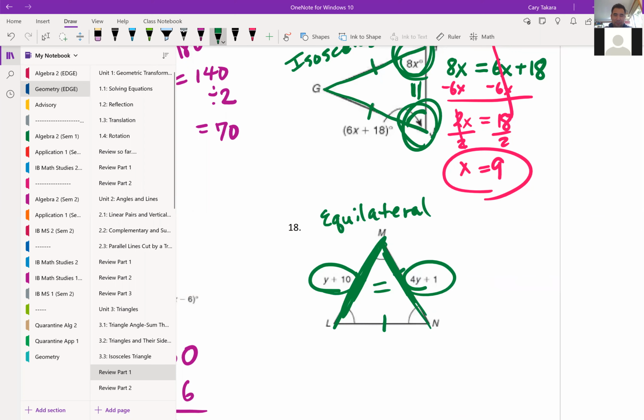So let's set it up. Y plus 10 should be equal to 4y plus 1.